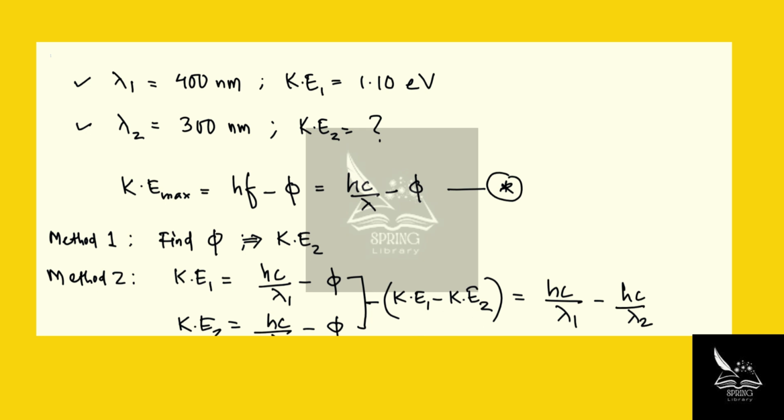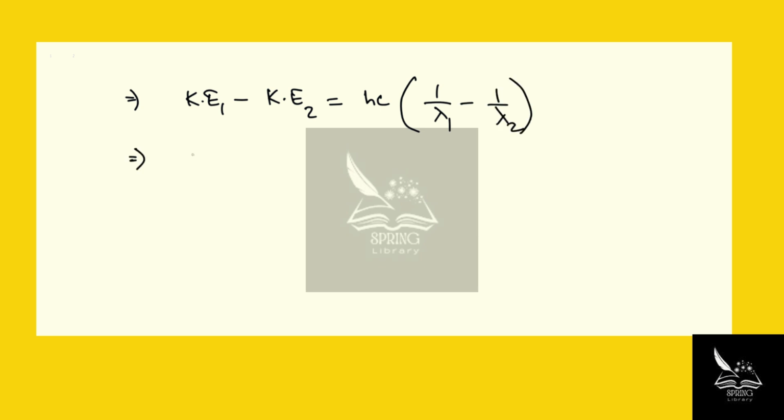So now from this equation, let me just write that again. So Ke1 minus Ke2 is hc times 1 over lambda 1 minus 1 over lambda 2. So from here we can directly solve for the maximum kinetic energy corresponding to lambda 2 without having to solve for phi, which is the work function.